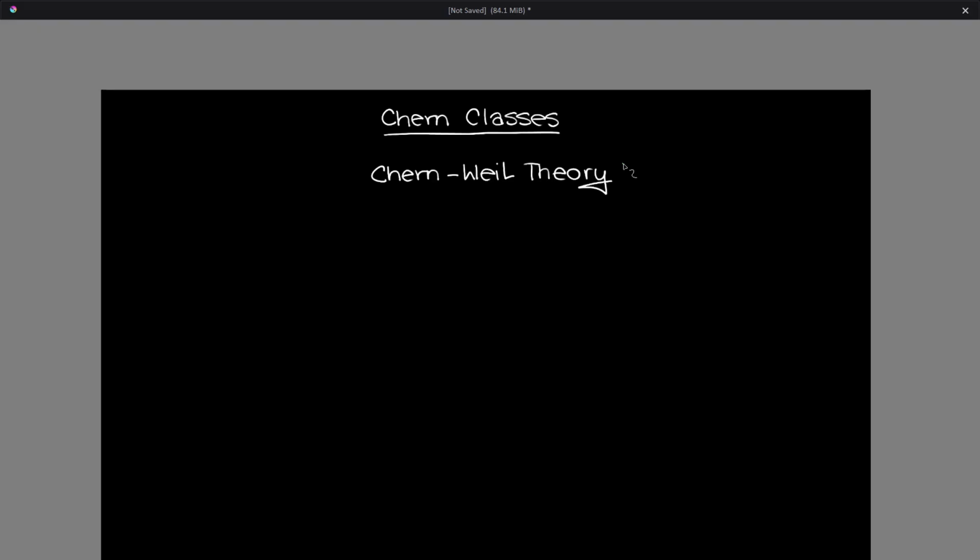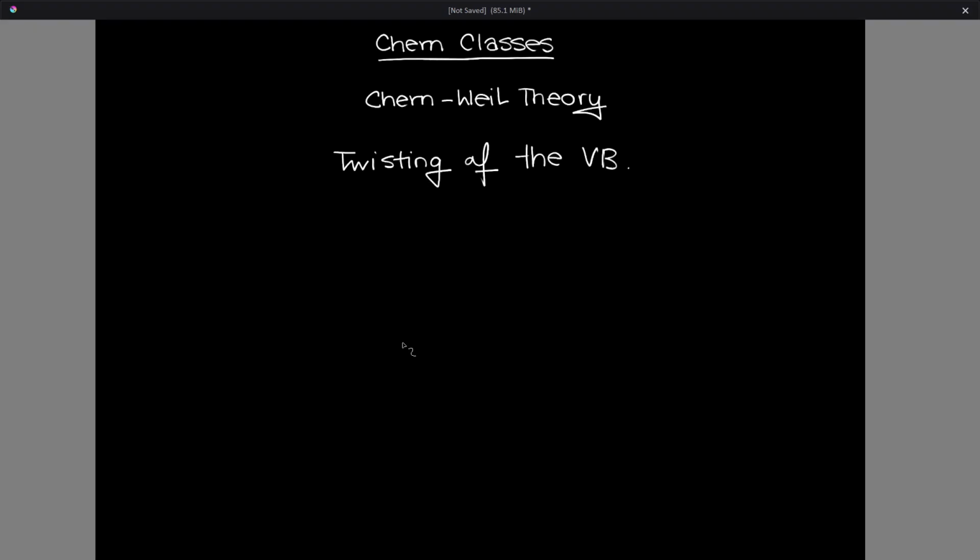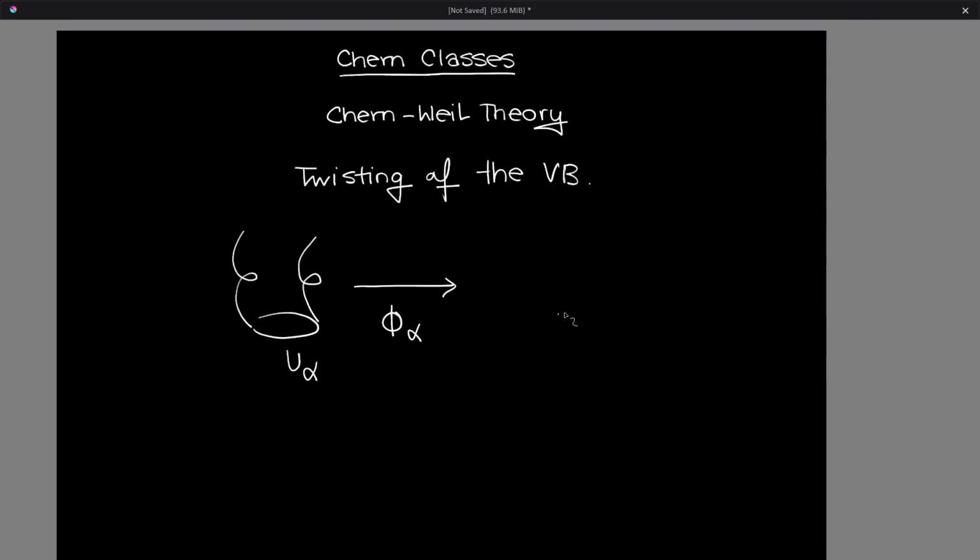So what are the Chern classes about? Well, fundamentally, they're about the twisting of the vector bundle. So remember in lecture 4 that we were talking about how the vector bundle is twisted. Let's say that that's U alpha. And then we have this diffeomorphism, phi alpha, that maps us to something called the local trivialization, which I call a prism.